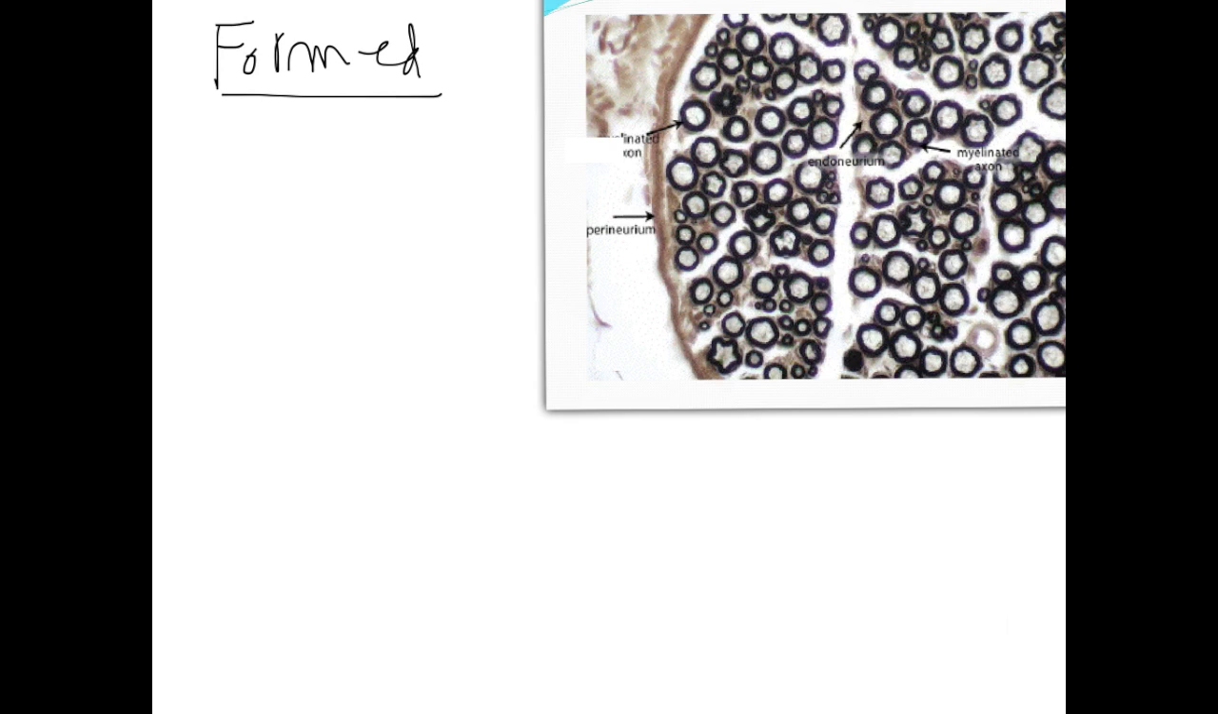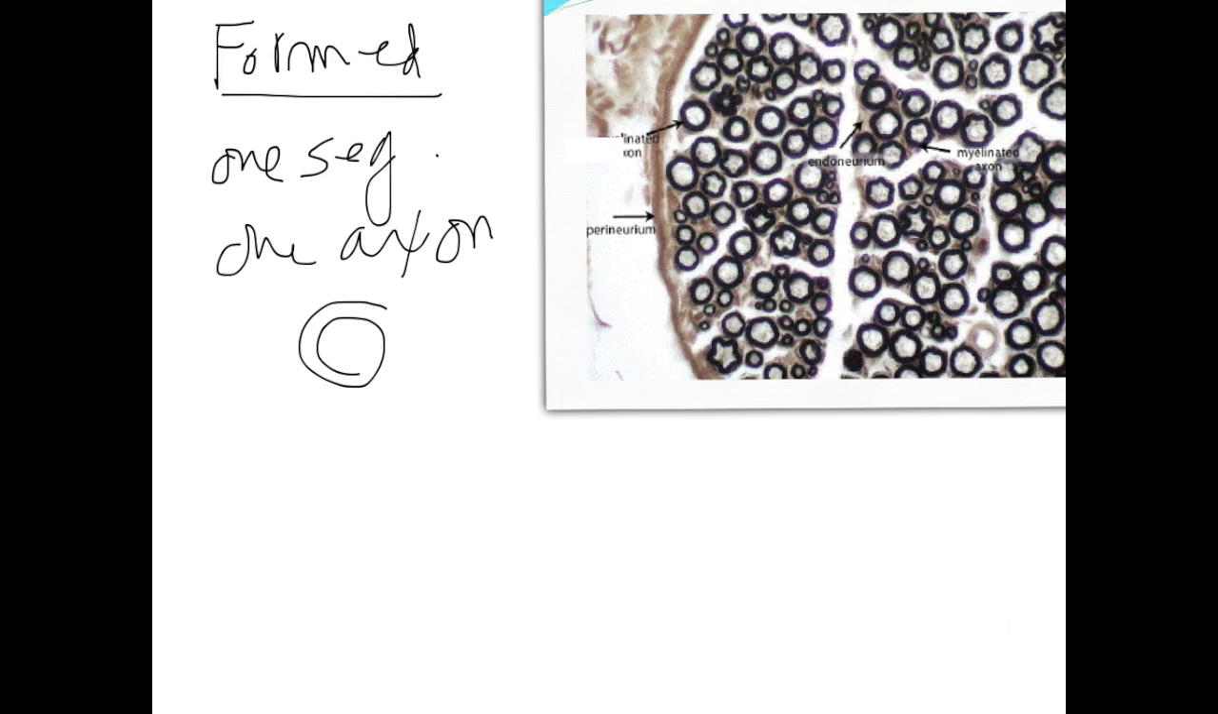The Schwann cell, when forming the myelin, makes several rounded wraps around one segment in one axon. Very important, because the oligodendroglia acts differently. It makes wraps around one segment of many axons, but here it forms several turns around one segment of only one axon. So the myelin sheath is interrupted at the nodes of Ranvier.